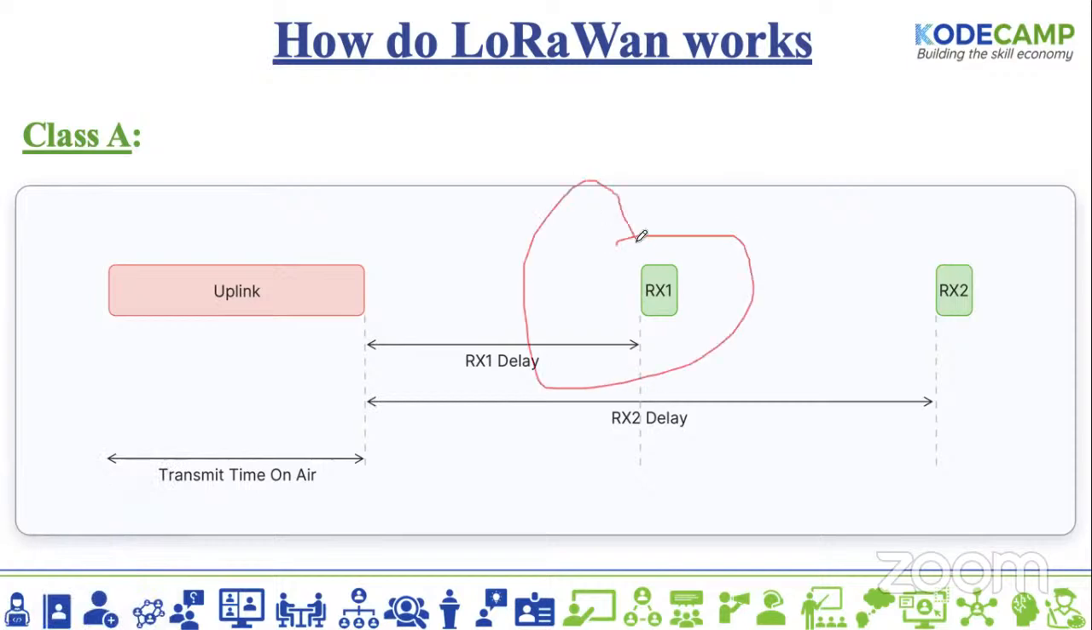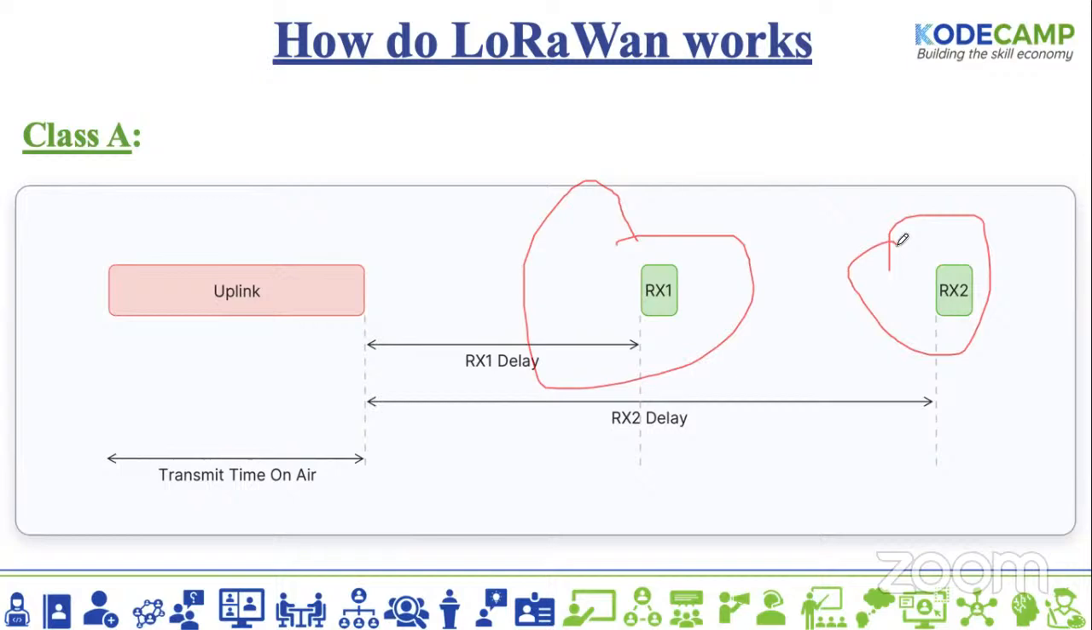Okay, it opens 2 ports. All right, these are the ports it opens. So once the uplink transmission is completed, the device opens 2 short ports for receiving. Okay, which is the downlink. At this point, it's receiving now.